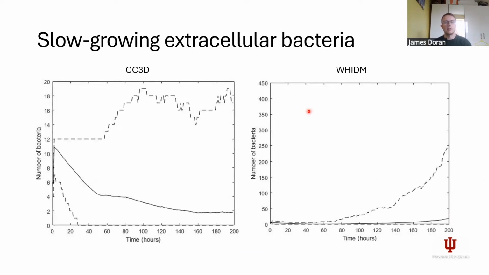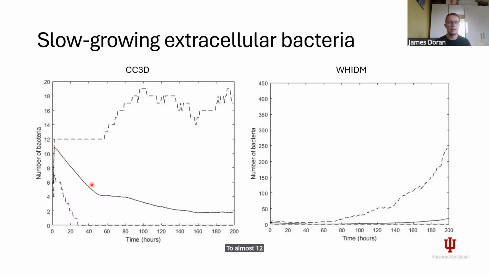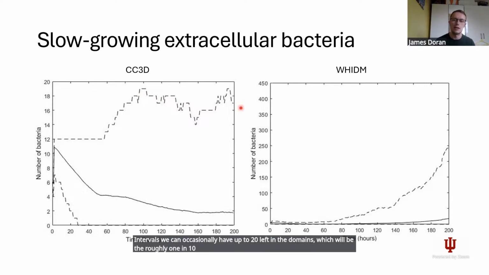Similarly, for slow-growing extracellular bacteria numbers in the CompuCell model, as we can see, most of the fast-growing ones must have switched to slow-growing as we get this initial jump up to almost 12 for the mean. But then this slowly drops off for the rest of the simulation as most of the bacteria get phagocytosed. Although, as you can see from the uncertainty intervals, we can occasionally have up to 20 left in the domains, which will be the roughly 1 in 10 simulations where dissemination was observed.